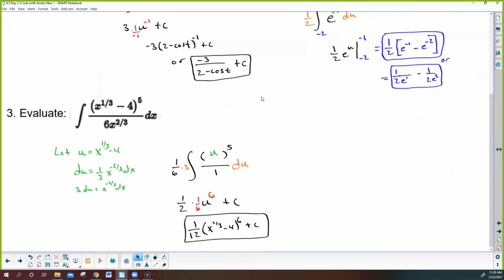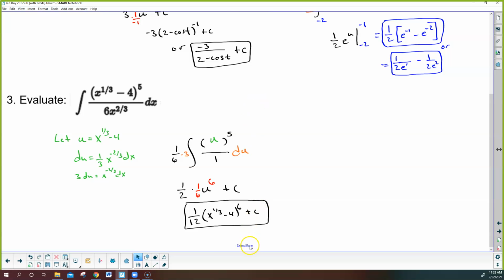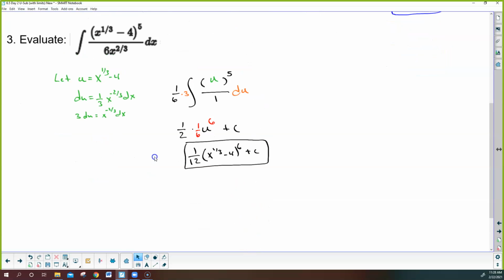All right, and then let's look at the last one. I think this one's kind of tricky. And the reason why is because of the fractions. A lot of times students aren't super familiar with the fractions. So what's my first option?